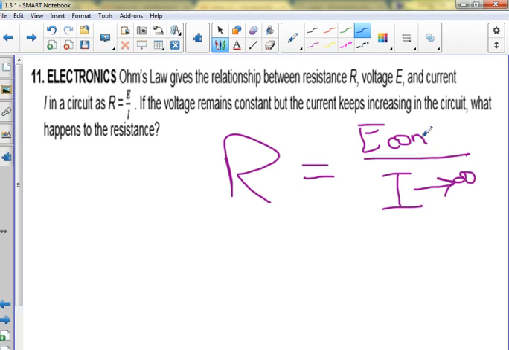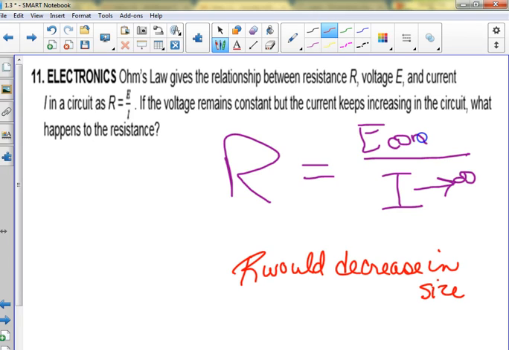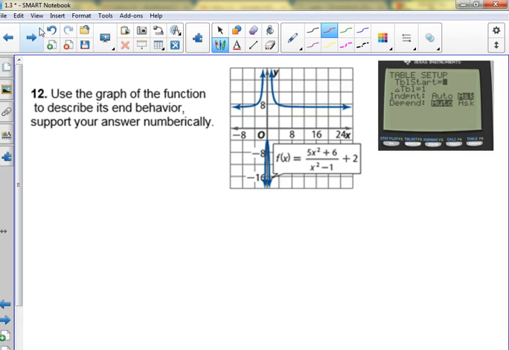What happens when you have a constant number that's being divided by a number that's getting really, really big? Yes, R would become smaller. The resistance would go down. So that's a great concept question that applies end behavior. Okay. What is this? Describe its end behavior numerically.